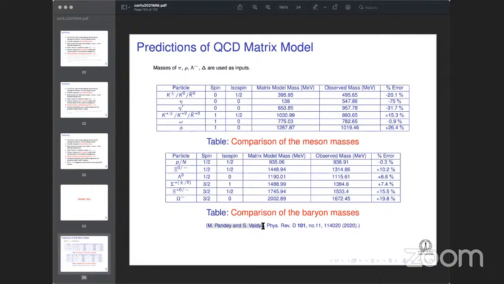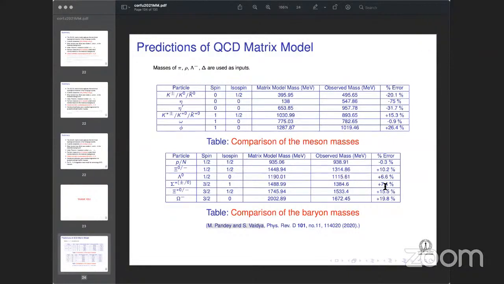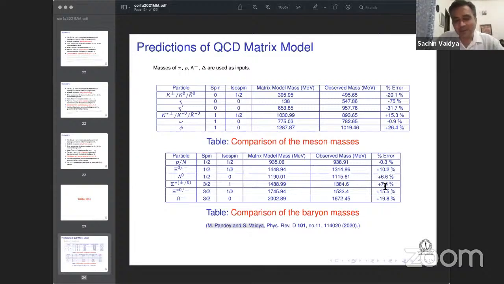You do believe that you may be able to have some advantage compared to lattice QCD calculation? I wouldn't like to go that far, because as far as I know, the error bars that lattice people produce are much tighter. So we should be realistic about what the matrix model tells us.